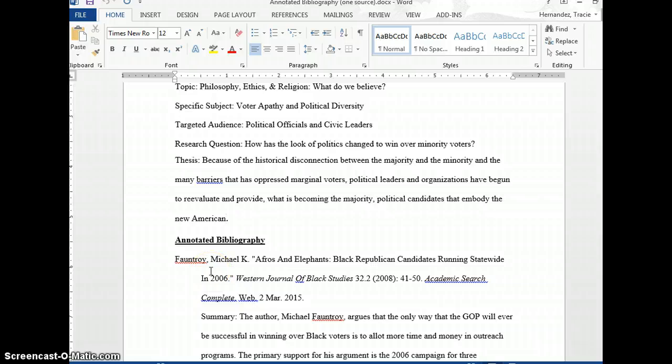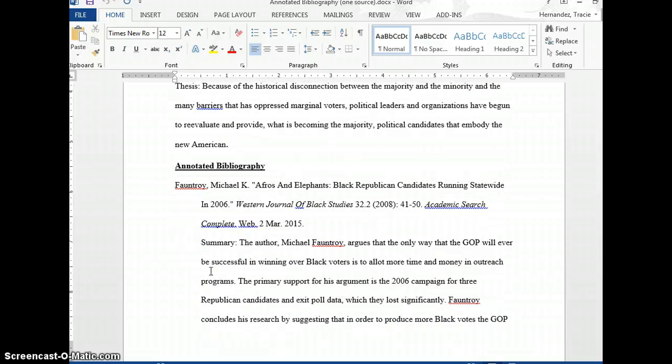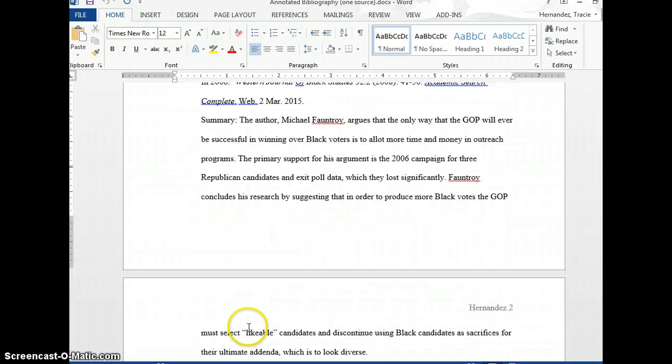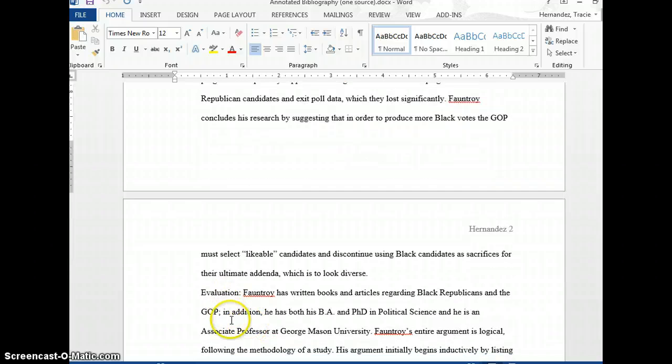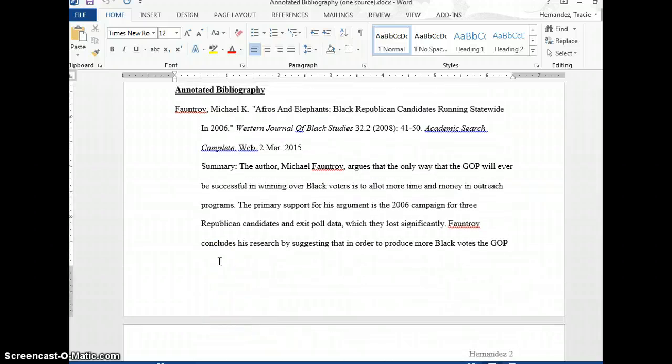Your citations should be in alphabetical order, followed by a brief summary, and then your evaluation. So the assignment sheet says that your annotations should be between 7 to 9 sentences long. Mine have 9 sentences, and I'm going to walk you through all 9 sentences. So the first sentence here is the author's claim. I just summarize it, I get to the point, and I move on.